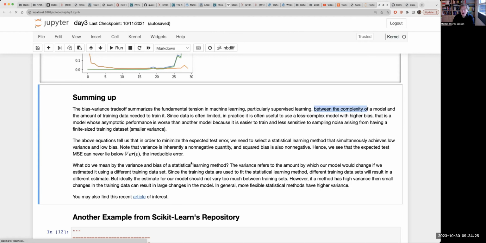The variance, as we said, refers to the amount by which our model would change if we estimated it using a different training data set. Since the training data are used to fit the statistical learning method, different training data sets will result in a different estimate. But ideally, the estimate for a model should not vary too much between training sets. However, if a method has a high variance, then small changes in the training data can result in large changes in the model. So this is actually what you have been seeing here.